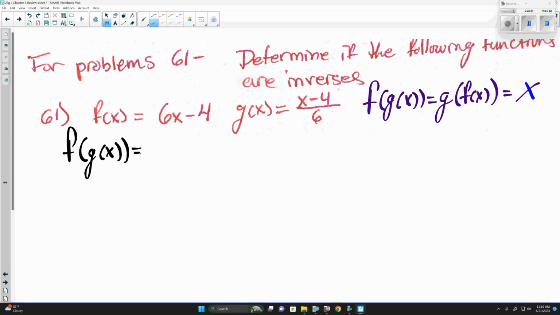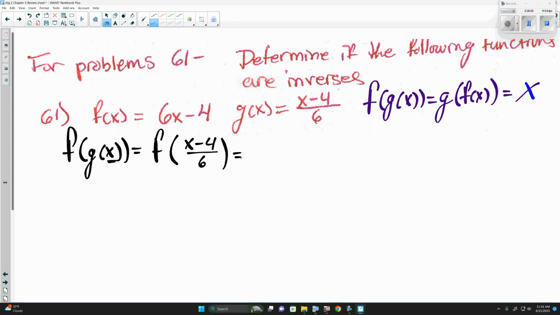Now, it doesn't matter which one we start with, because we can start with g of f of x or f of g of x. There is no set way we have to do which one first. I always start with f of g of x. So the first thing we do is plug x into g of x, which just gives us exactly x minus 4 over 6. So we have f of x minus 4 over 6.